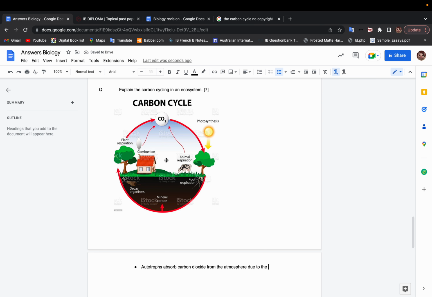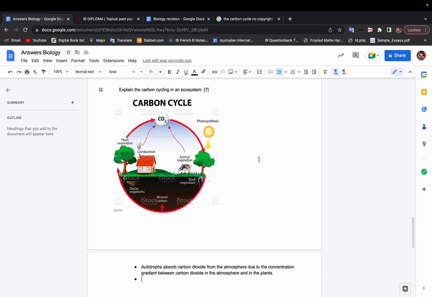The reason why they absorb it is because there's a very high concentration of carbon dioxide in the atmosphere. There's very low concentration here, so the concentration gradient that's created forces the CO2 to diffuse down there. So due to the concentration gradient between CO2 carbon in the atmosphere and in the plants. I think that's good.